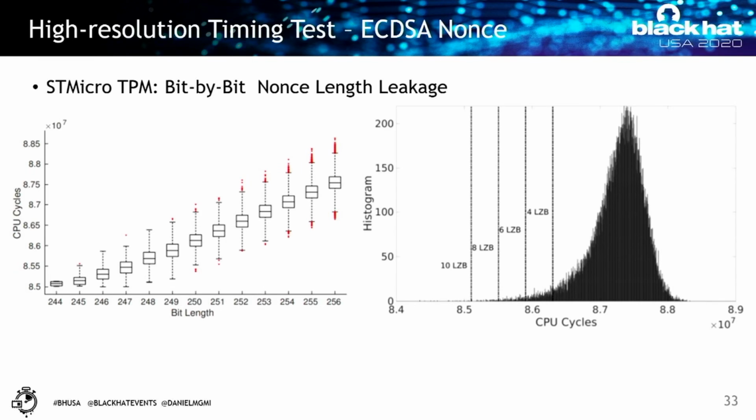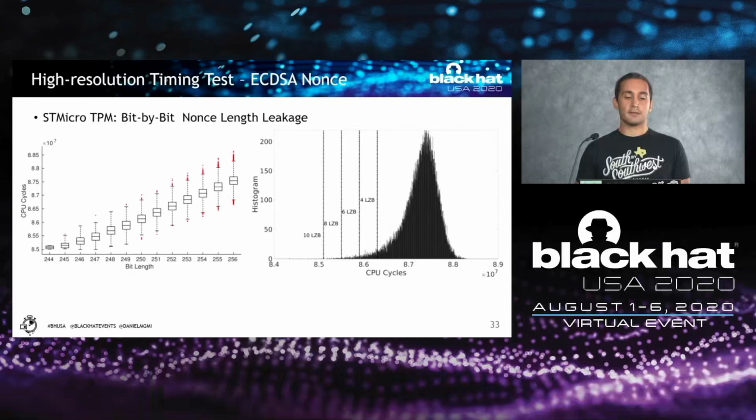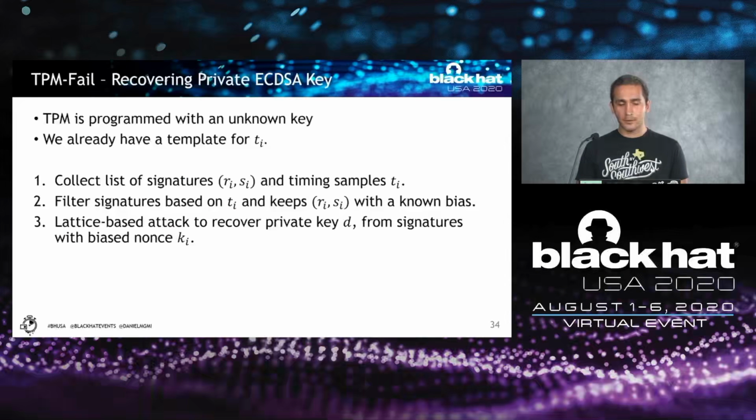But this time, instead of a timing change for every additional 4-bit window of leading 0 bits, for every one additional leading 0 bit, we see that the timing is faster. And we also saw that there is a linear correlation between the bit length of the nonce and the timing. So this again gives us a similar leakage behavior.